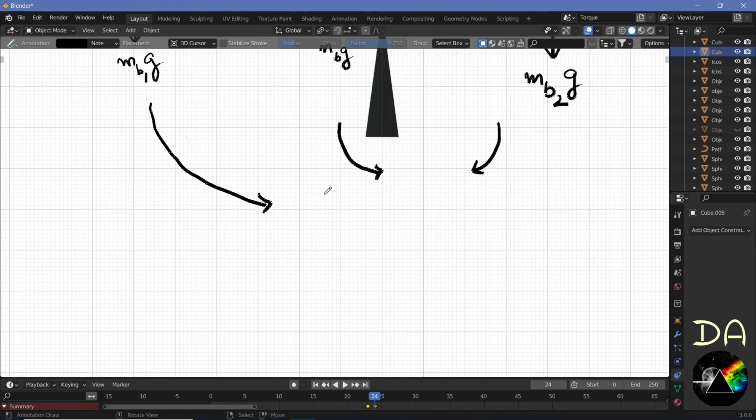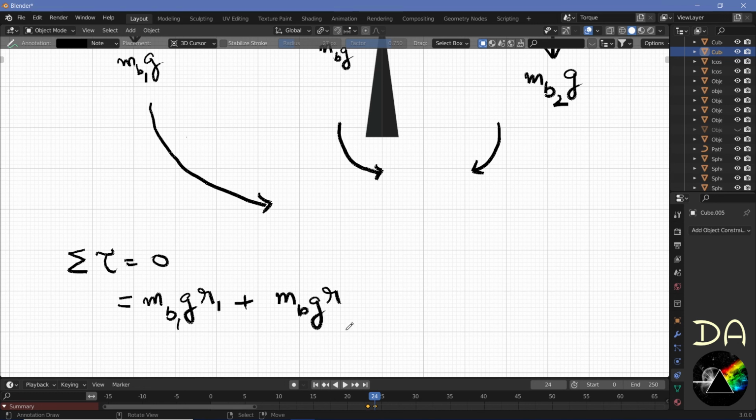So let's actually write the statement. The summation of all the torques is going to be 0 in equilibrium. And all the torques, we'll write down the positive torques first, which is m ball 1 into gravitational acceleration, the force, into the perpendicular distance, which was r1, plus the mass of the beam into the gravitational acceleration into r. And the last one is negative. So the negative of m of ball 2 into the gravitational acceleration into r3. This is going to be equal to 0.